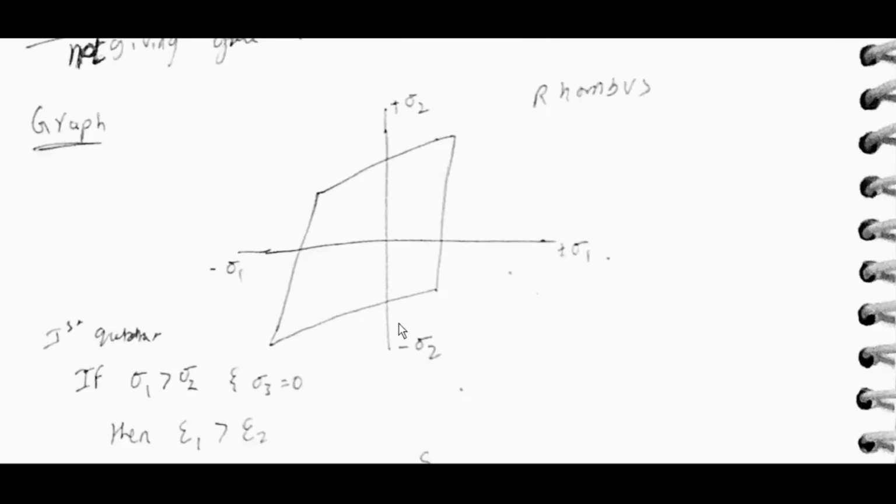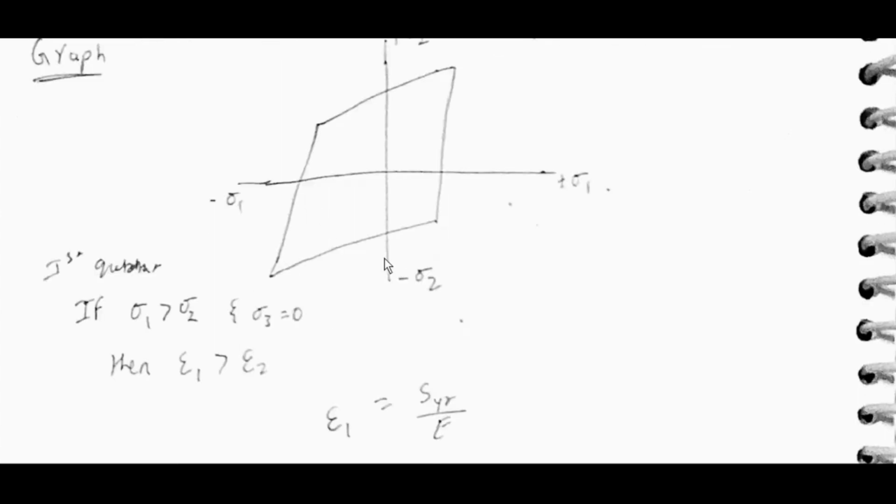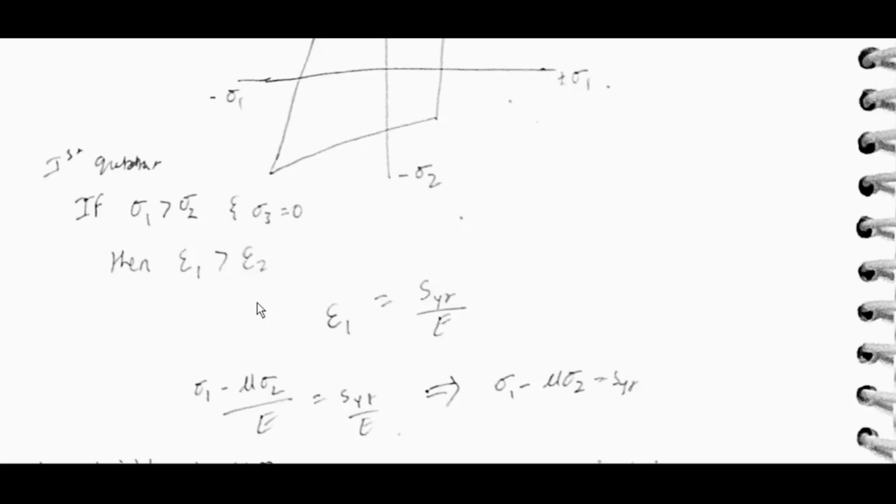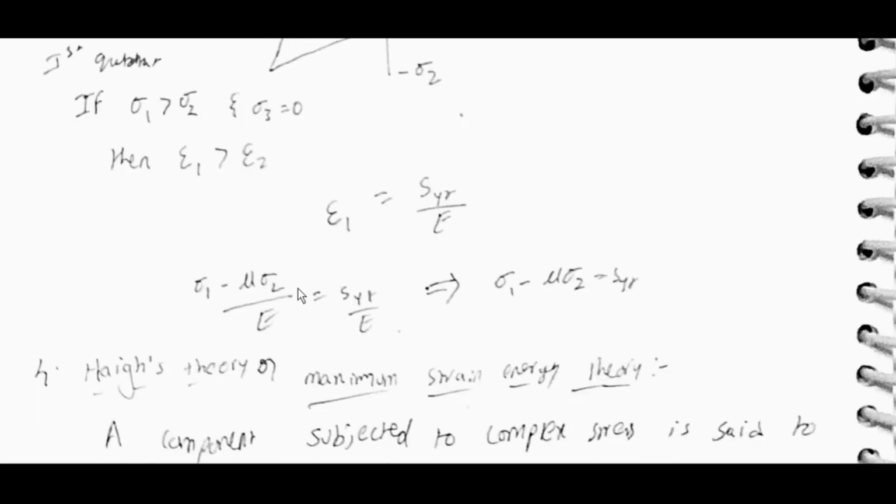Graph: rhombus. If sigma 1, sigma 2 in the first quadrant, if sigma 1 greater than sigma 2 and sigma 3 equal to 0, then epsilon 1 is greater than epsilon 2. Epsilon 1 is equal to SYT by E. Sigma 1 minus mu sigma 2 by E is equal to SYT by E. Sigma 1 minus mu sigma 2 is equal to SYT.